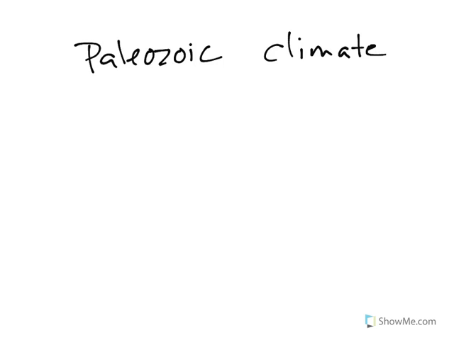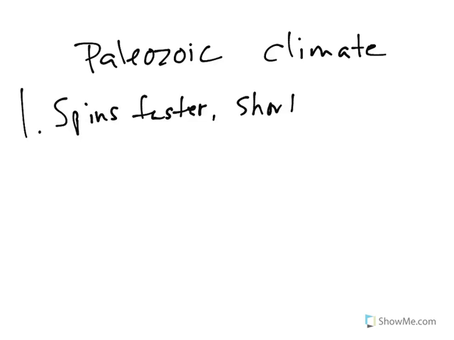So I want to take a moment to just talk, very briefly, about the three factors that affect the Paleozoic climate, because two of them actually have to do with the moon. So let's take a look at the first. The first is that the Earth spins faster and has shorter days. This has to do with the proximity of the moon to the Earth.